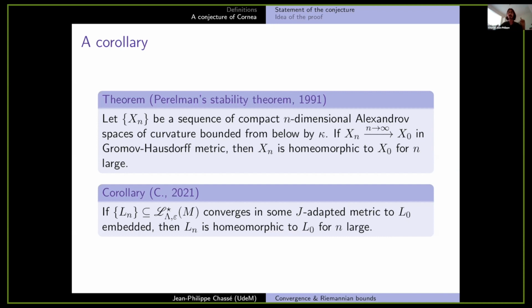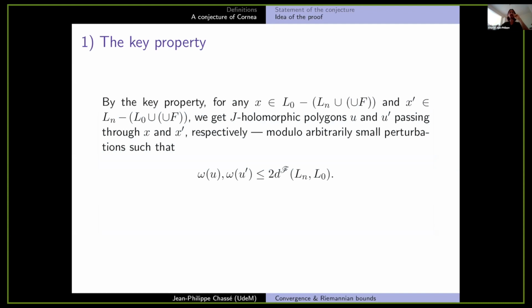And now I'm looking at time and I'm essentially already done, so I'll be going real fast on the idea of how to prove it. First thing is the thing that I've talked about. The key property of these J-adapted metrics is that there exist some J-holomorphic polygons which have area bounded above by the distance between Ln and L0, up to some arbitrarily small perturbation of these Lagrangians. Great, so you have that, and thus essentially what you need is a lower bound on these areas.